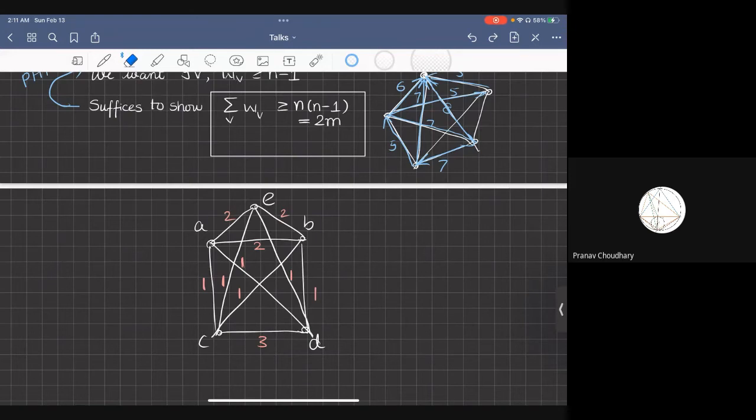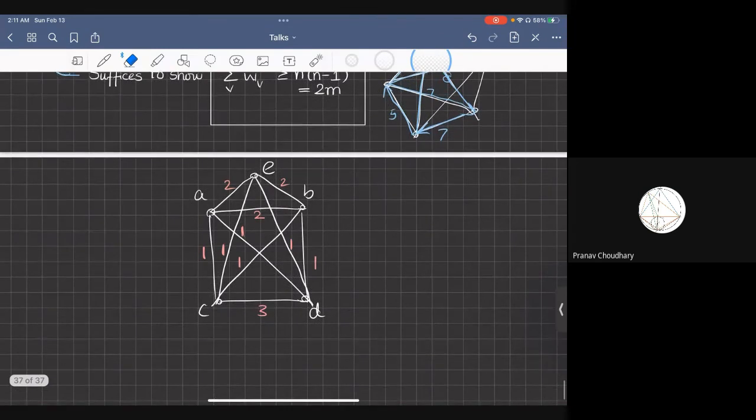You're right. Wait, then I need to think of something better. I mean, your claim might be true. I just feel like it's false. So it might still be true that every edge occurs in at least 2 trails.